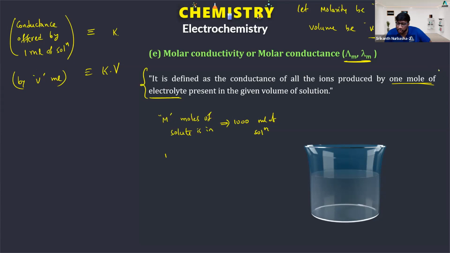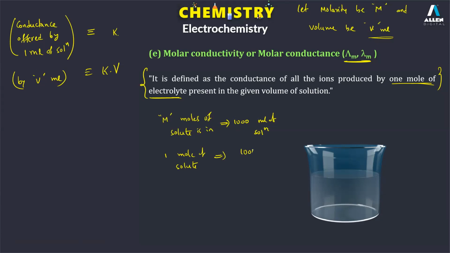Molar conductivity is defined as the conductance of all the ions produced by 1 mole of electrolyte present in the given volume. So 1 mole of solute will be present in how many ml? 1000 by M. Yes or no? For one mole of solute we have 1000 by M ml of that solution, because M moles of solute is present in 1000 ml.